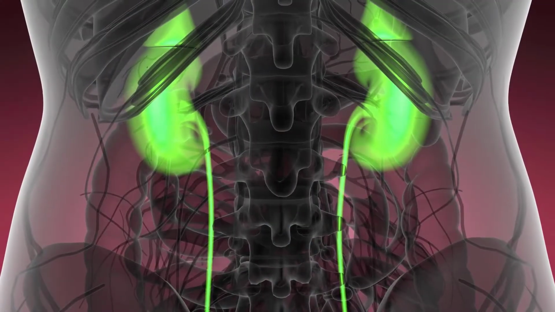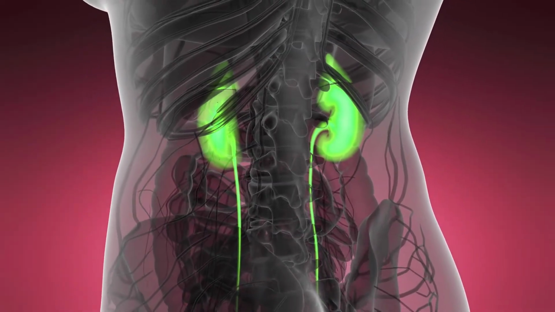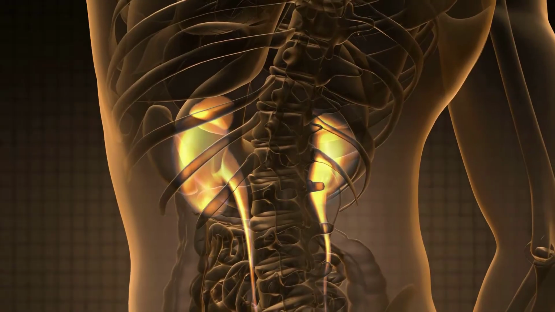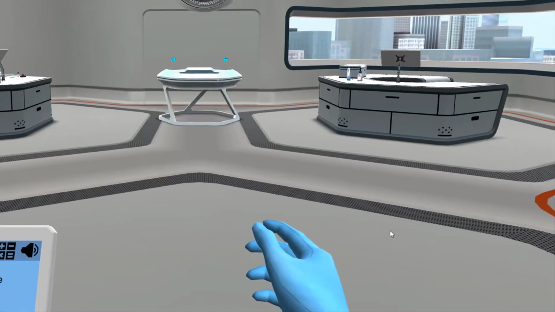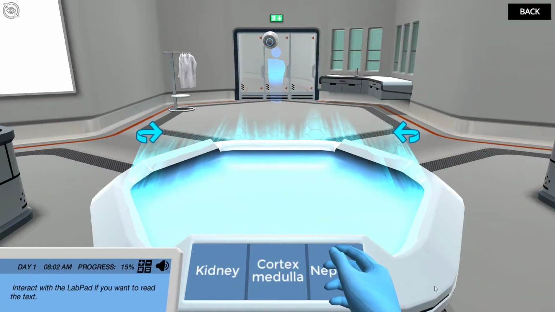Since Drug X has diuretic properties, it is highly likely that it acts on the kidney. So before we dive into uncovering its mode of action, I think it would be useful to familiarize ourselves again with the structure of the kidney. Move to the hollow table to check out the hollow kidney. Not so long ago, I 3D scanned a mammalian kidney. Go on and explore it.